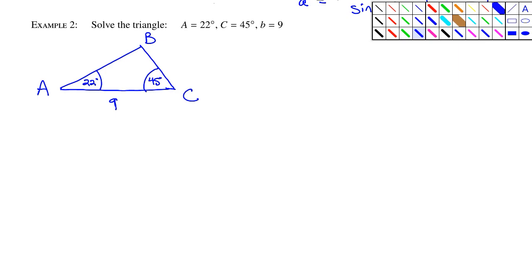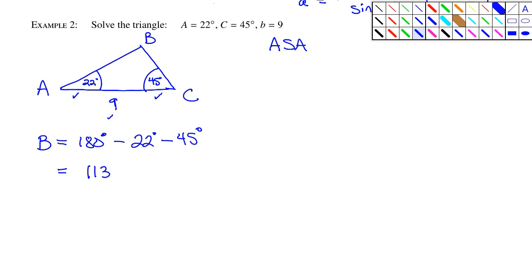What type of triangle do we have? Well, we have two angles and the included side. So that would be angle, side, angle. For angle, side, angle, we use the law of sines. So first I'm going to figure out what angle B is. That's 180 minus 22 degrees minus 45 degrees. And that's equal to 113 degrees.